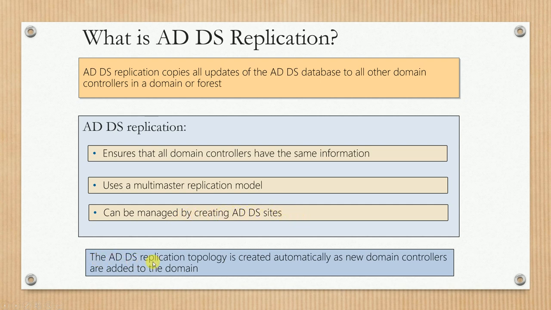The ADDS replication topology is created automatically as new domain controllers are added to the domain. So you do not need to do anything manually. It will automatically replicate all this data.